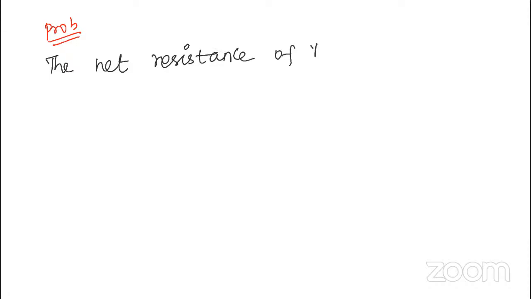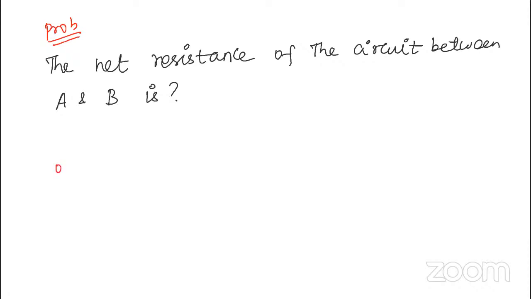So first, we can go for the problem. It was asked in NEET in the year 2000. Find the net resistance of the circuit between A and B. For the net value, we have to calculate the equivalent resistance.